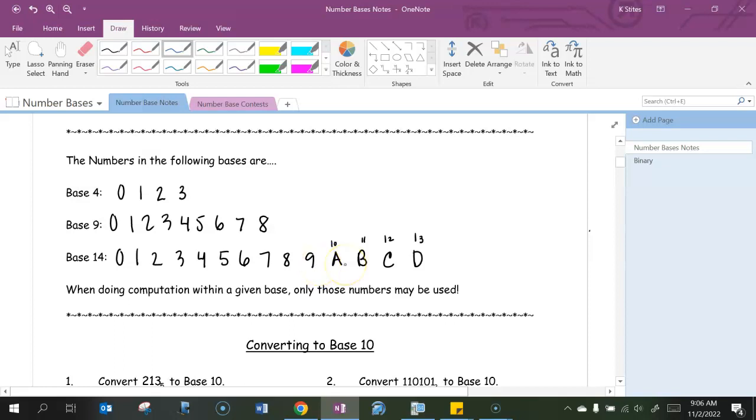We use letters to go into 2 digits instead. So A is representing our 10 value, B is 11, C is our 12, and D is our 13. So when we're doing computations within a given base, these are the only numbers that you can use.